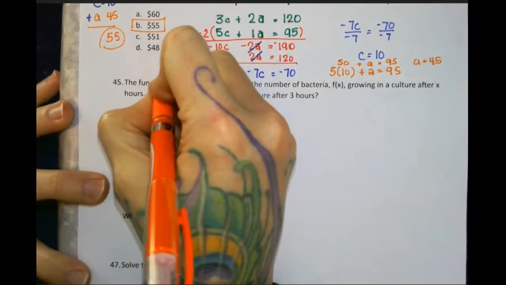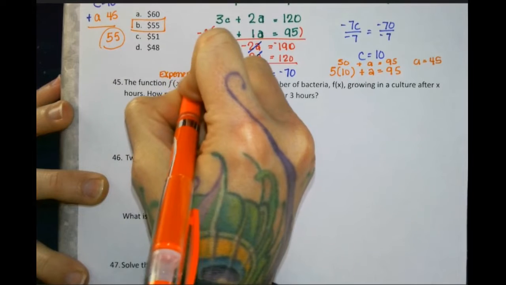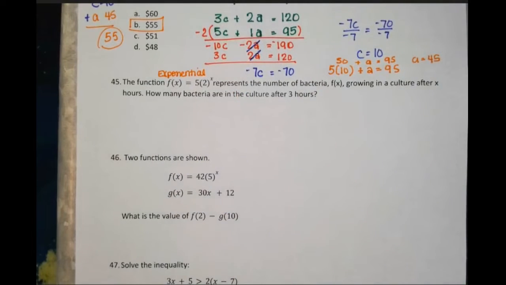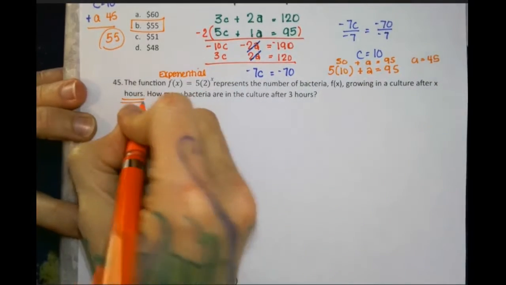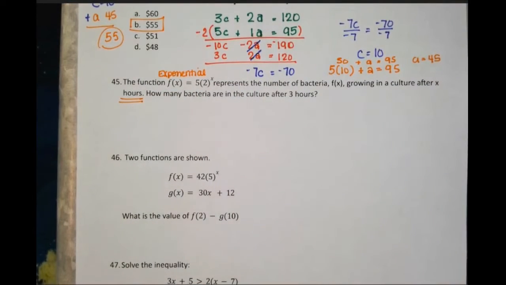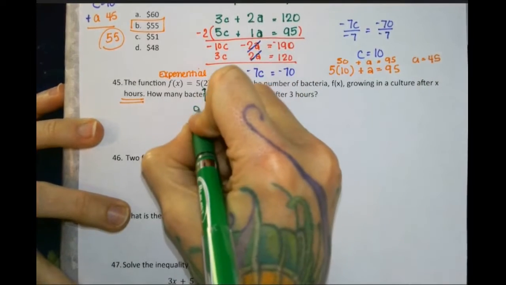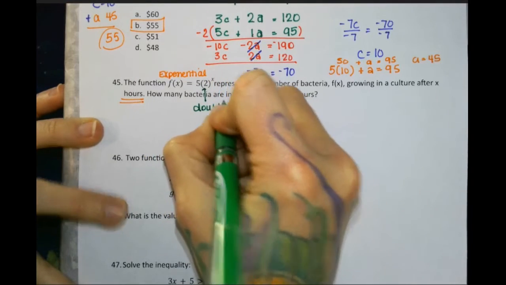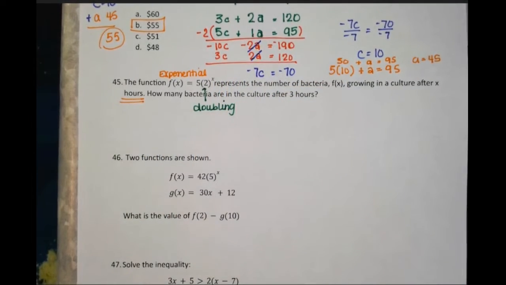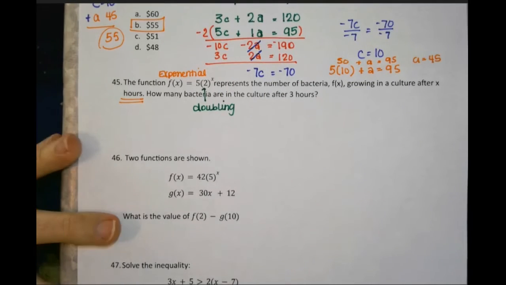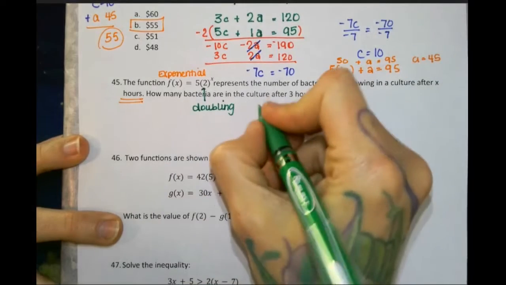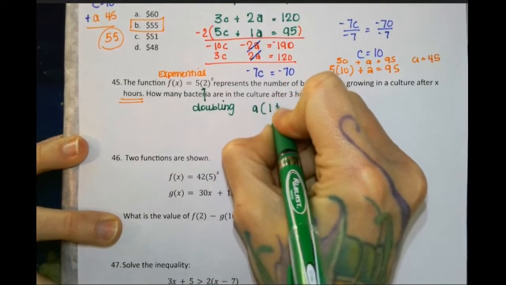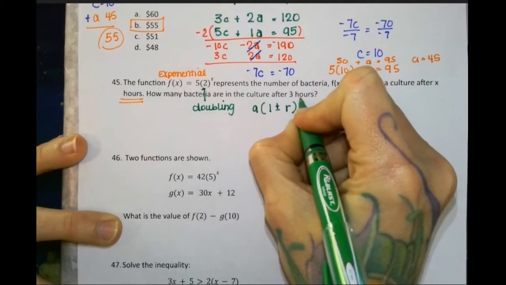That's an exponential function. It represents the number of bacteria, f of x, growing in a culture after x hours. How many bacteria are in the culture after 3 hours? Another good call out is that 2 means it's doubling. It's a whole 1 more than we had to begin with. So 1 plus 1 in this case, because it's 100%. Move it 2, that gives us our 1, just for our thought process. Because remember, it's 1 plus or minus the percentage rate as a decimal, raised to time.